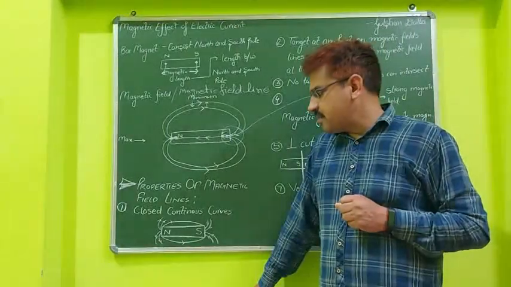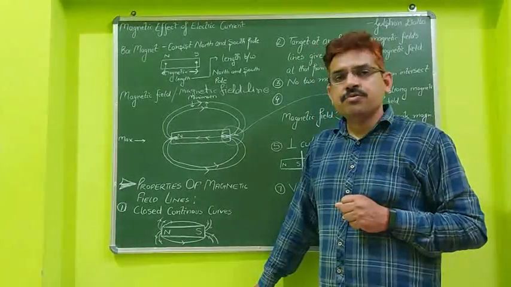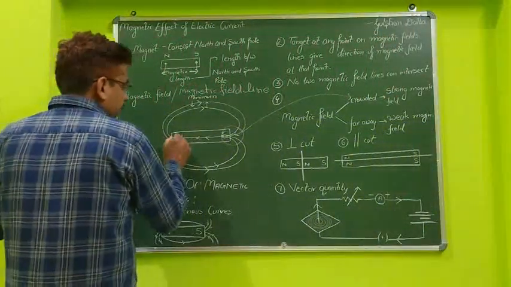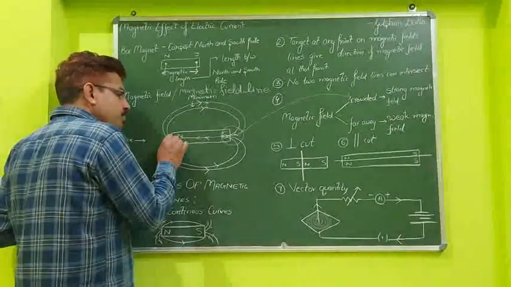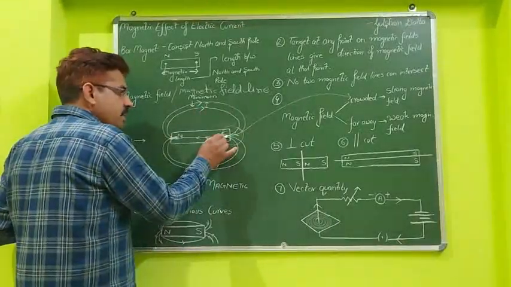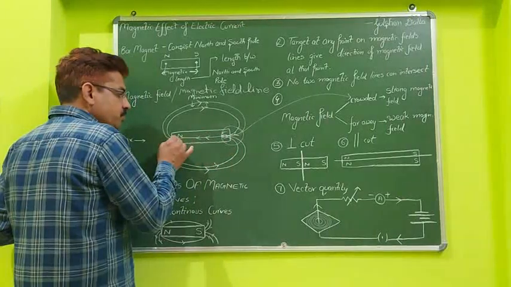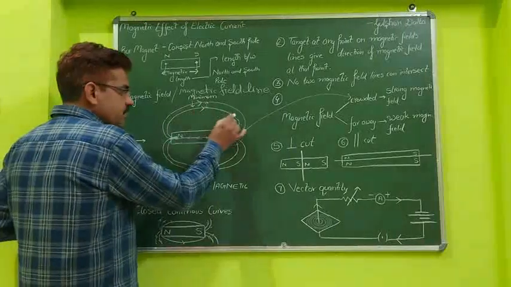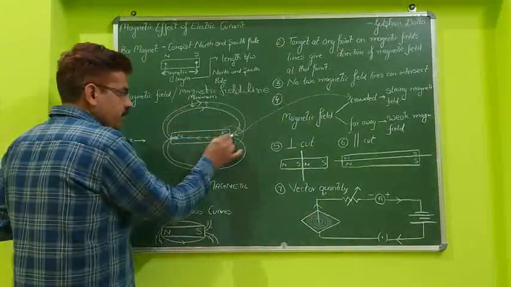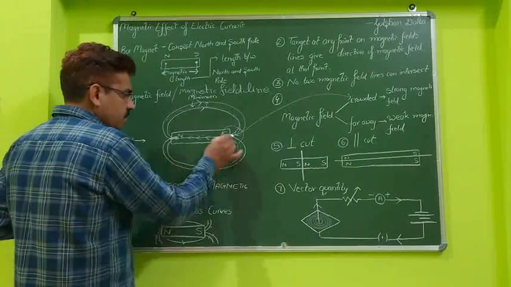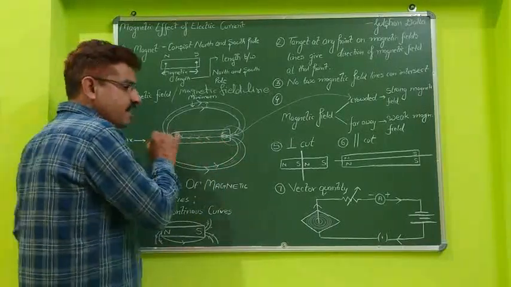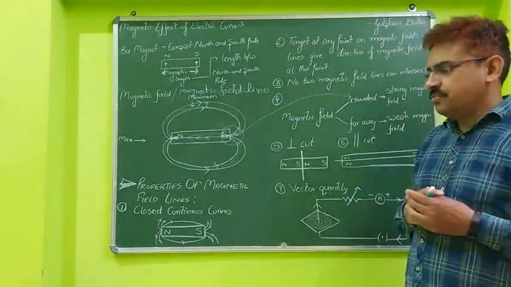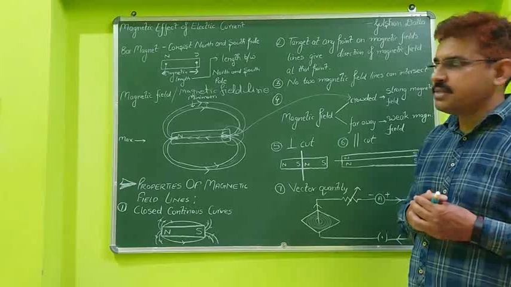So the first property is the closed continuous curve. What is the meaning of closed continuous curve? If we see from this diagram, the magnetic field lines start from the north pole to the south pole outside the bar magnet, and from south to north pole inside the magnet. They are continuous in curve, starting from here and moving continuously, starting from here and continuing. They are endless, no end is there. That is why we say that they form closed and continuous curves.